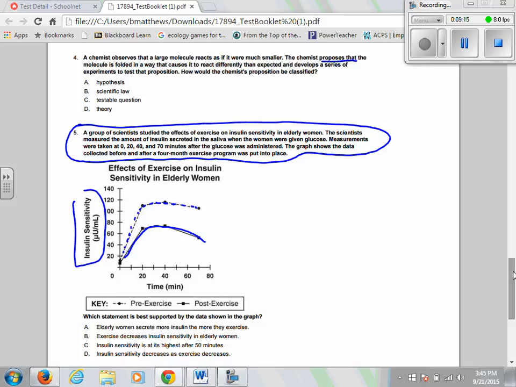That's letter B. When you exercise, right here, sensitivity, right there, I'm going to erase that. Just use red. There's your solid line. When you exercise, the sensitivity that is measured decreases in elderly women. So oftentimes you read this and you kind of overthink the question, but what this question is really asking is, can you look at a chart or a data table and then interpret the results?